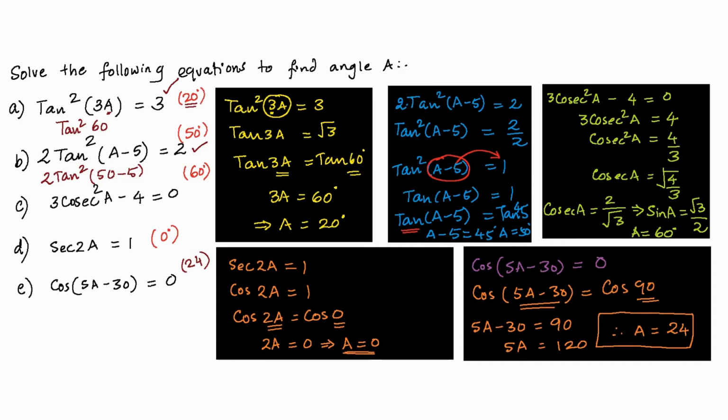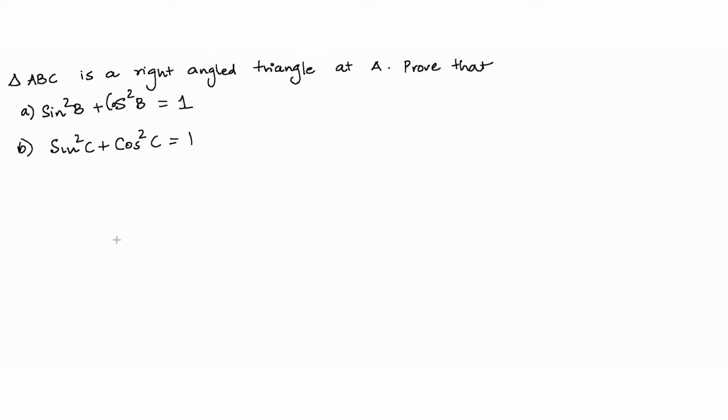Moving on to the next set of questions. Let's consider the following question. Triangle ABC is a right angle triangle at A. So we have a right angle triangle ABC whose angle A is equal to 90 degrees. So let's quickly draw it.